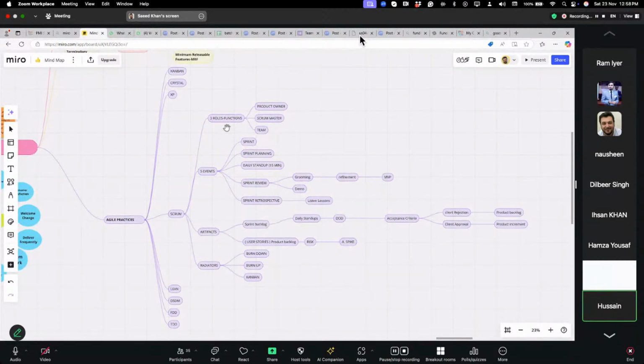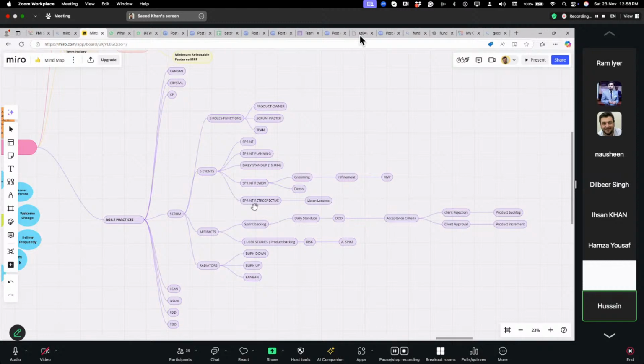Starting from the 3 roles, we have product owner, Scrum master, and team. Then we have 5 events: sprint planning, daily stand up, sprint review, and sprint retrospective. Sprint review is where we groom and do the demo of the sprint activity. Then refinement, and MVP is the final viable product which is ready to deliver.